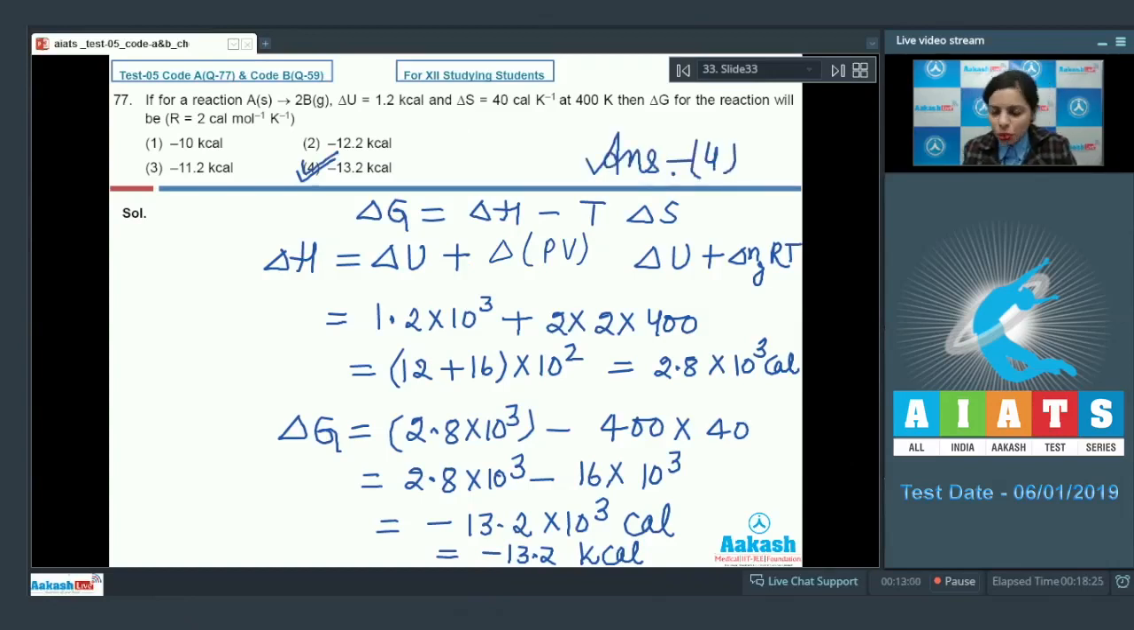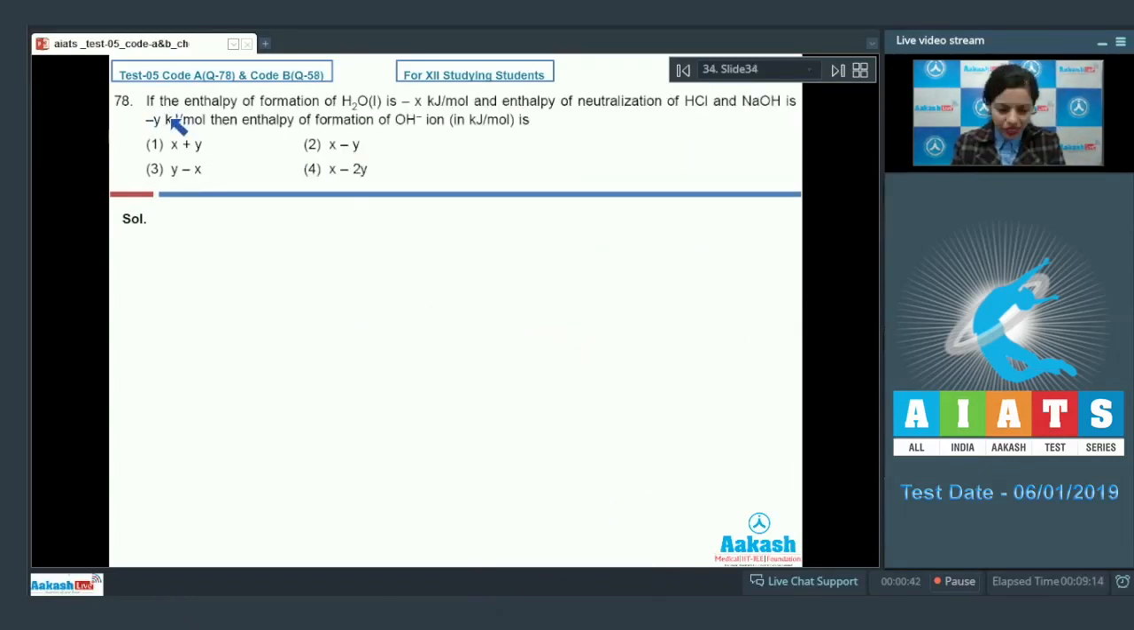I hope this question is also clear to you. Let's take the next question. Now question number 78. If the enthalpy of formation of H2O, that's in liquid state, is minus x kilojoule per mole, and enthalpy of neutralization of HCl and NaOH is minus y kilojoule per mole, then enthalpy of formation of OH minus ion in kilojoule per mole is.